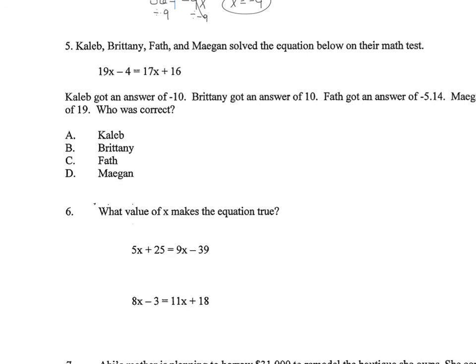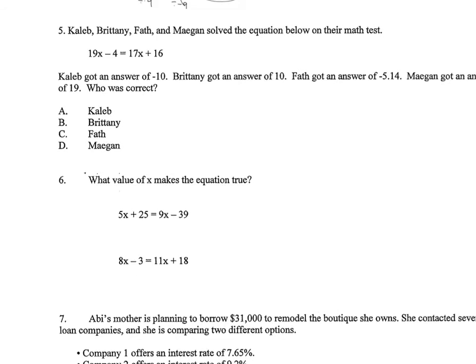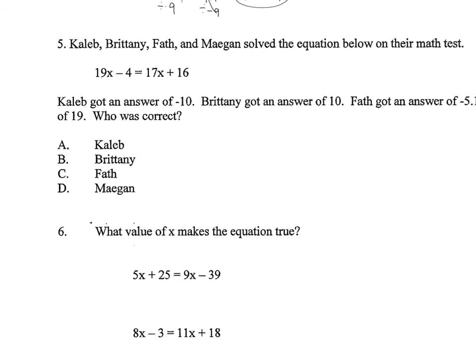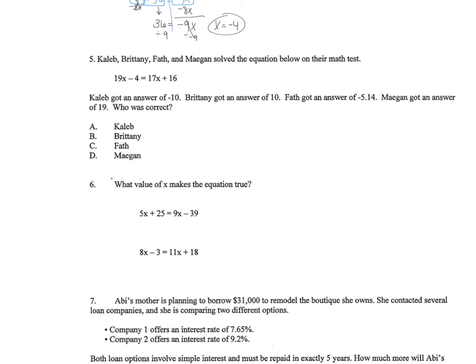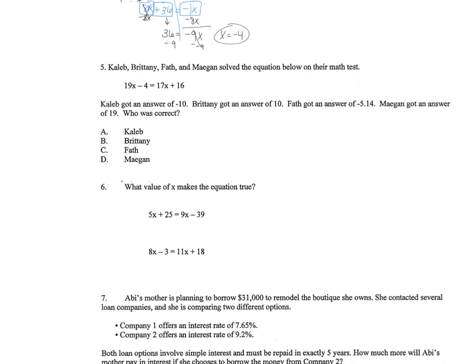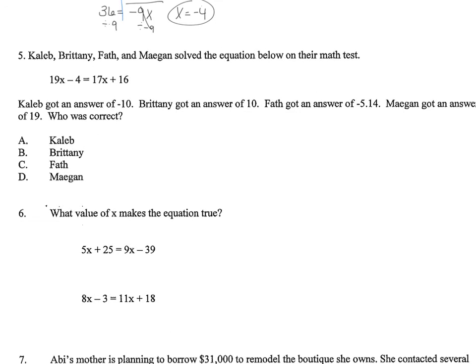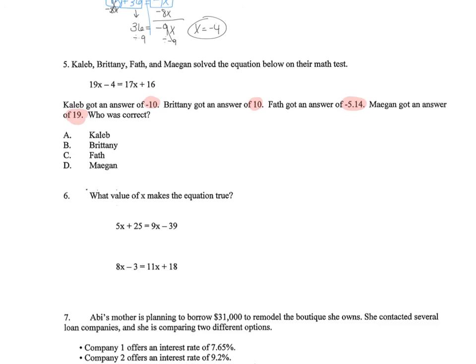Caleb, Brittany, Faith, Megan solved the equation below in their math test. So let's go ahead and solve it, and then, because it tells us all of these people had all of these answers, one option you could do is look at all of these numbers that they gave you. They only gave you 4, and you could plug those into your equation where x is. So this would be like 19 times negative 10 minus 4 equals 17 times negative 10 plus 16.